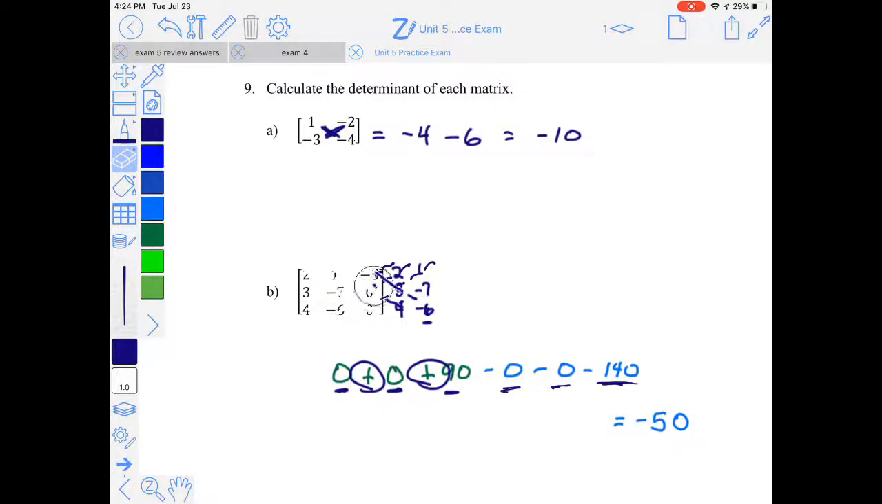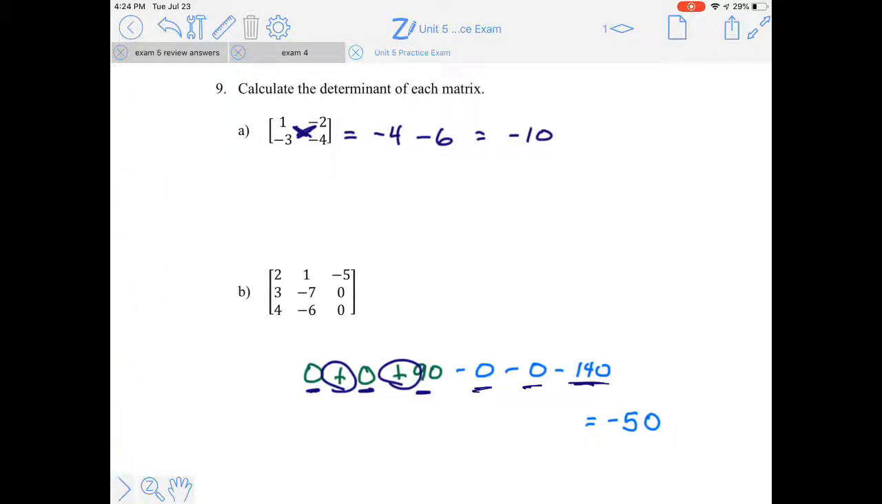The method of minors. So I would choose a row or a column that has at least one 0. The nice thing about this one is that it has a column with two zeros in it. So if we expanded down that column, the method of minors would actually be really quick on this one.